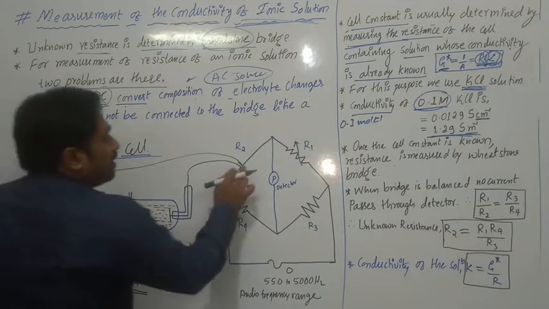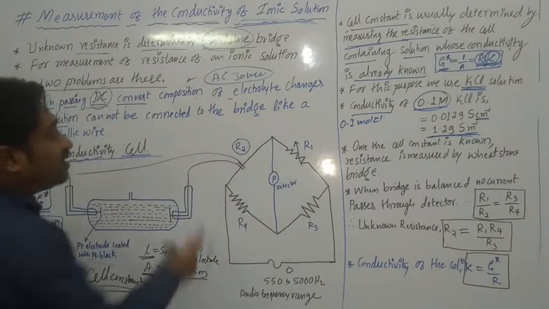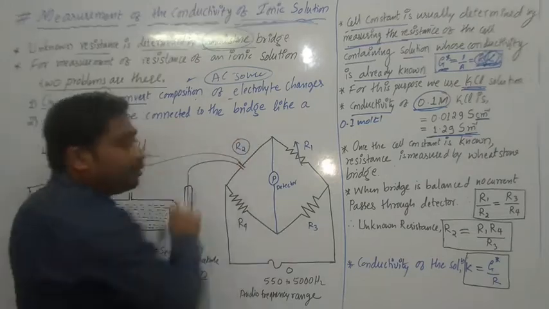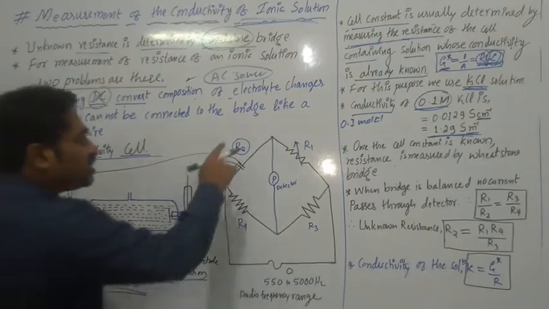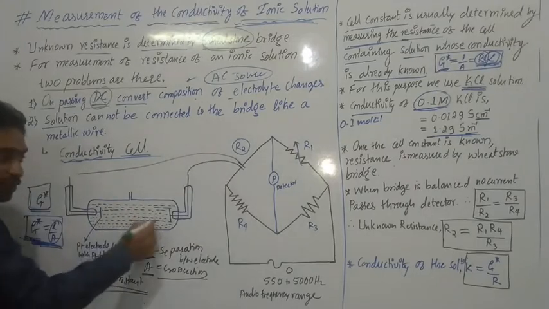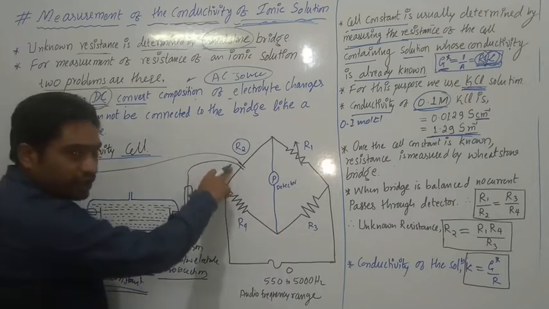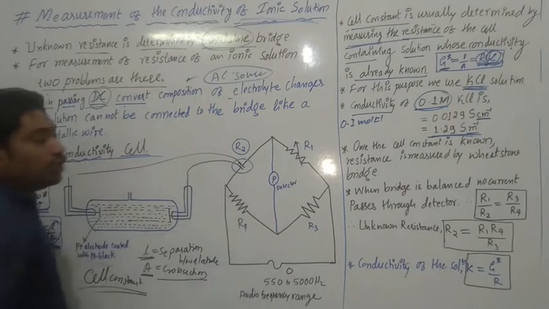Okay. At R2, this R2 is taken as unknown resistance. Here the resistance of R2 we have to measure. Now we have to measure the resistance of this R2. So for this I want to measure the resistance of this solution. So I will connect my conductivity cell at this position. So this R2 is unknown resistance.